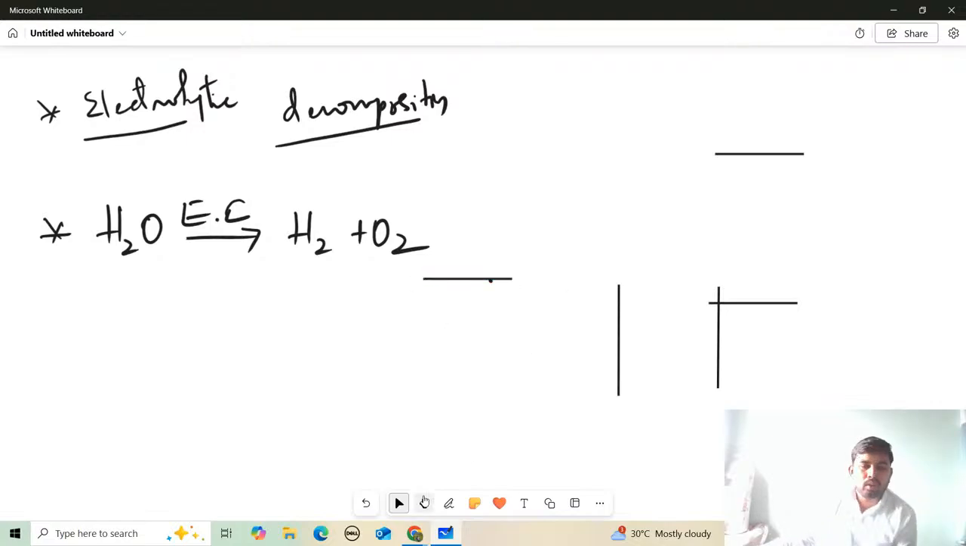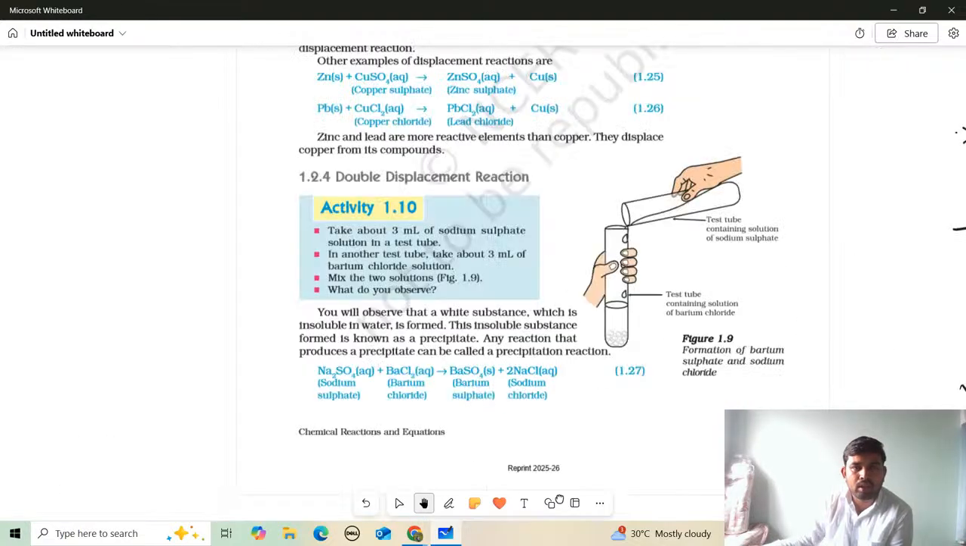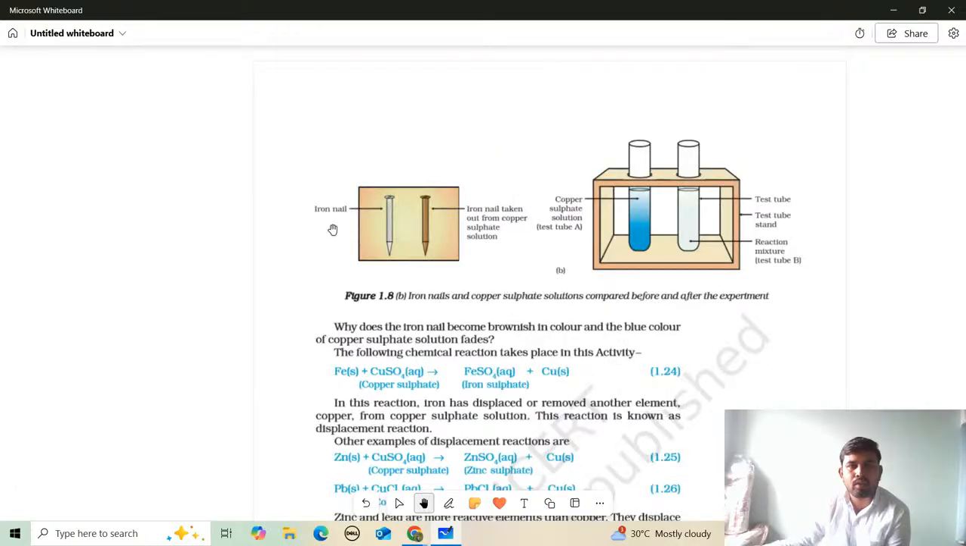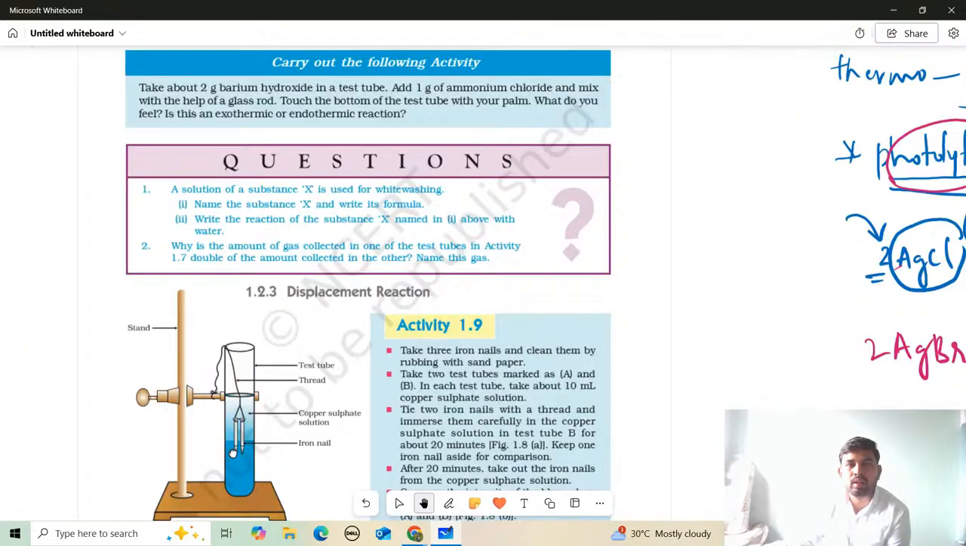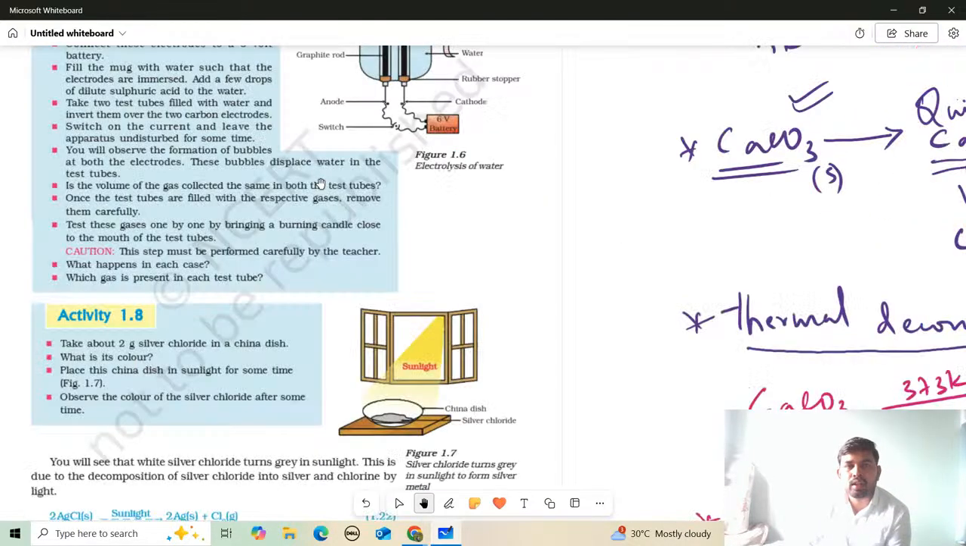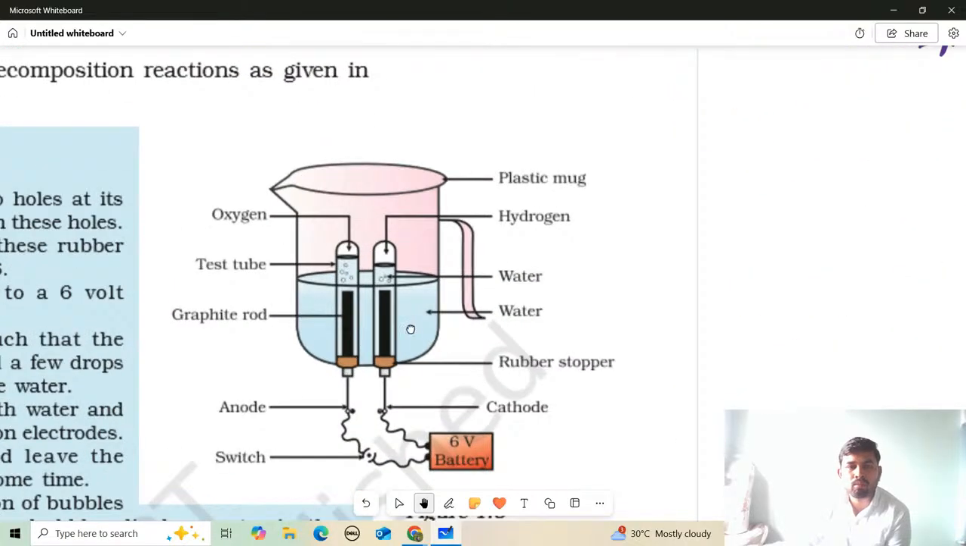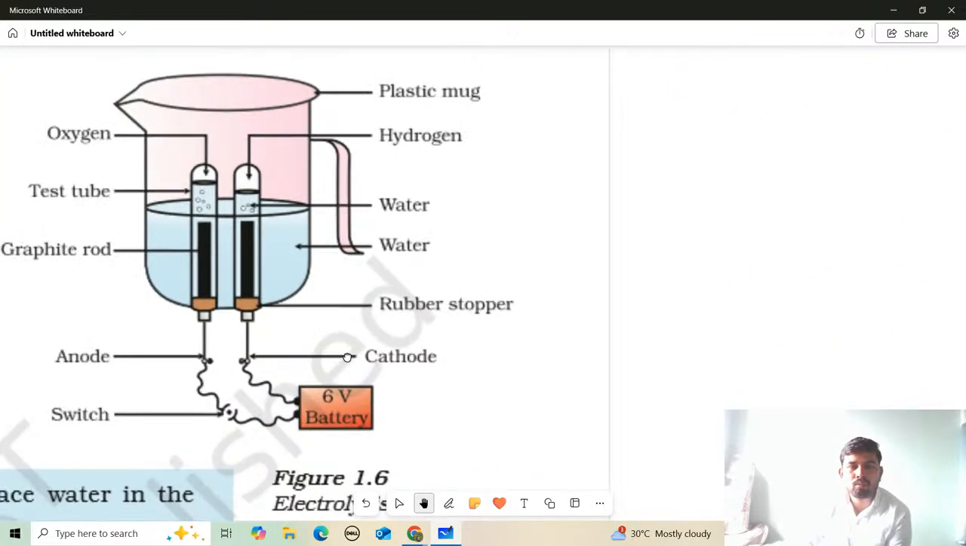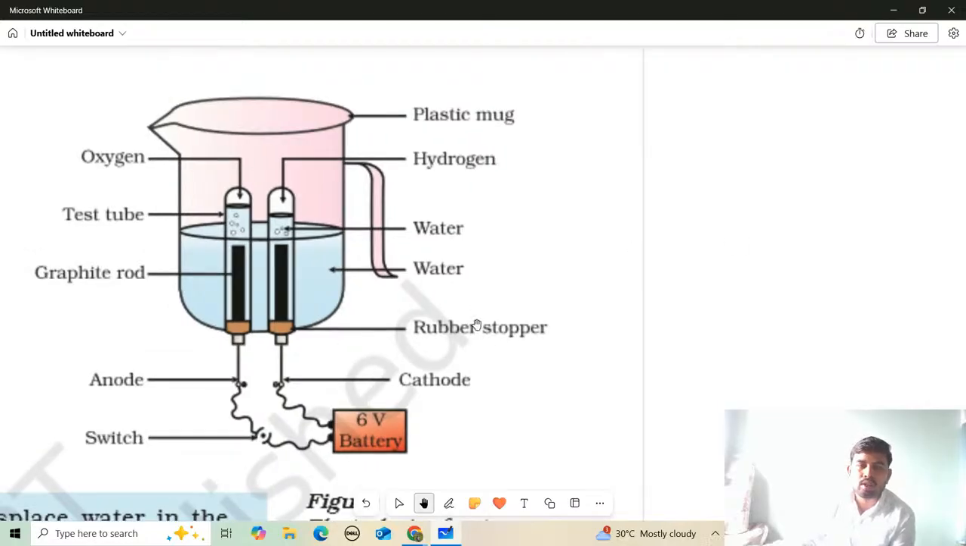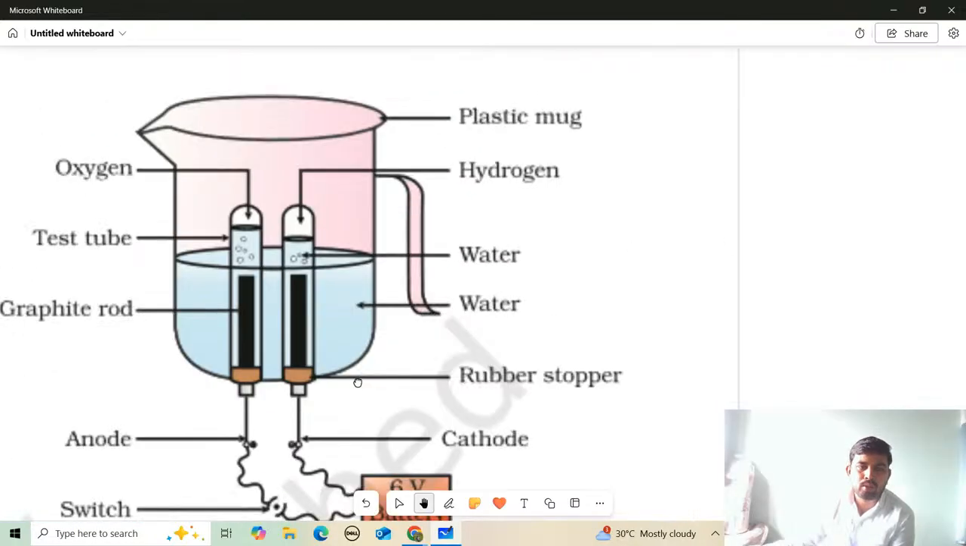Now let me go through the diagram only. It is given in the textbook itself. We need not draw a separate diagram, it's a more difficult thing. You can see in the diagram what they have given actually.